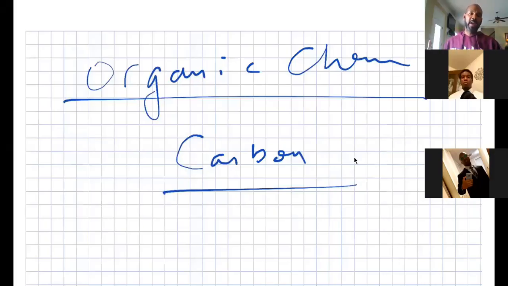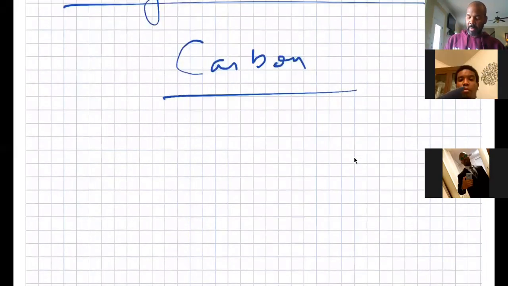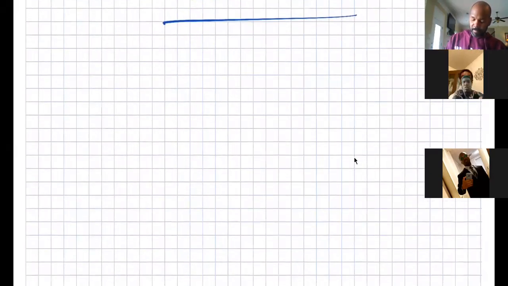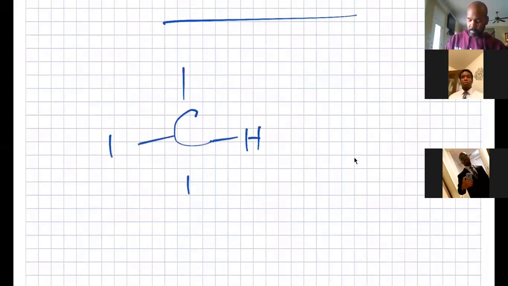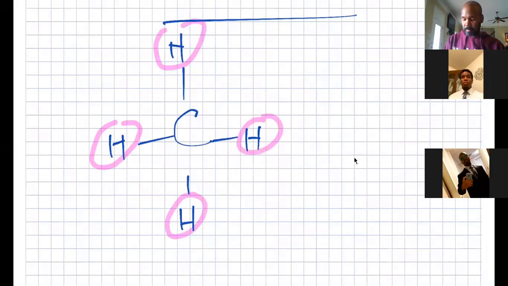Carbon and how it interacts with other carbons and how it interacts with other atoms. So if you watched the video last night, one of the things about carbon is this, right? If you have a single carbon, it's got 4 bonds. That's a hallmark, right? Always 4 bonds.